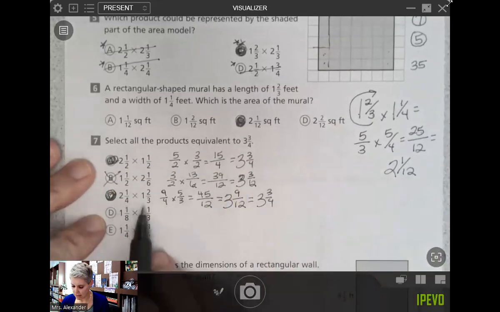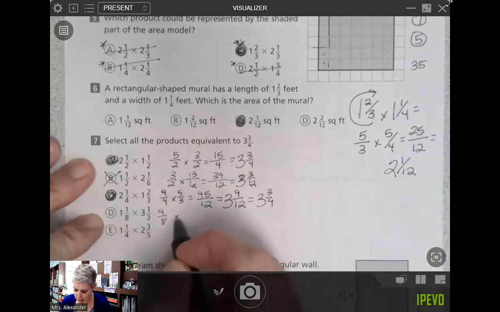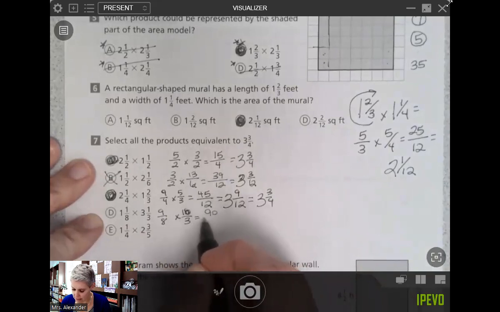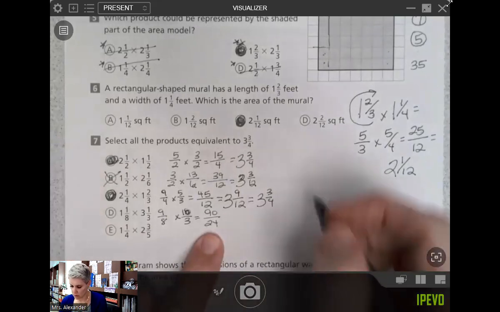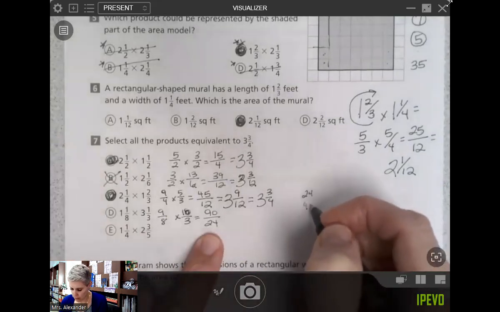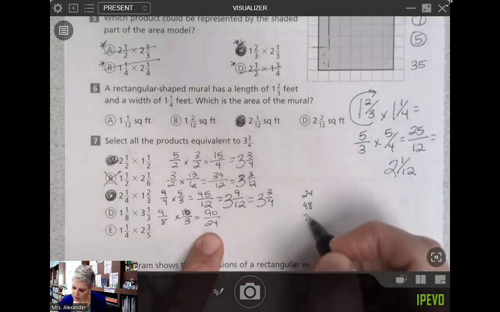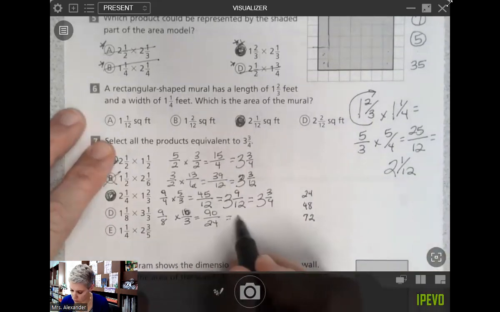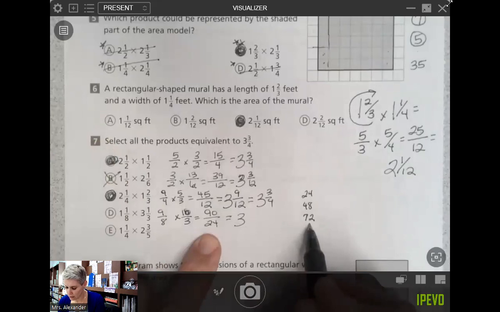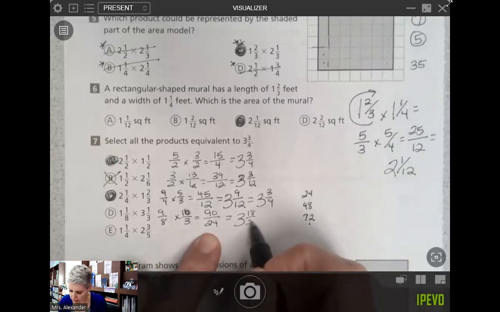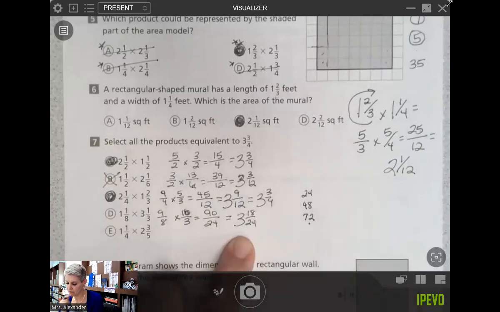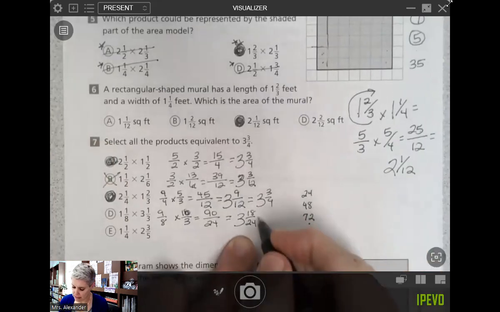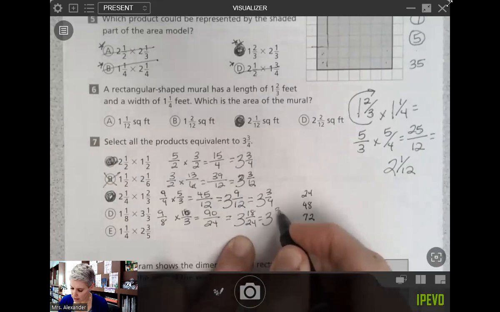1 1/8, 9/8 times 3 1/3, 10 thirds equals 90/24. Ooh, 24, 48, 72. Then that would go over. So I'm going to say 3 whole times. That was 72. And then I would have 18/24 left. That can be simplified. Those can both be divided by 6, 3 3/4.